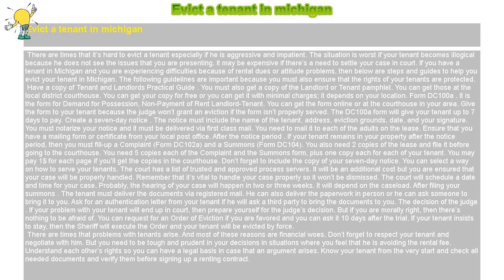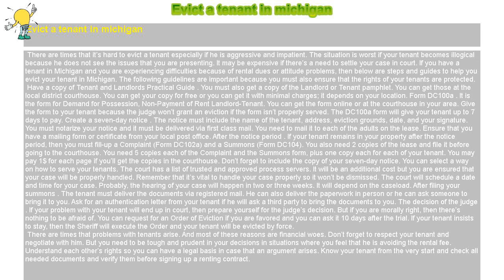Form DC 100A. It is the form for demand for possession, non-payment of rent landlord-tenant. You can get the form online or at the courthouse in your area. Give the form to your tenant because the judge won't grant an eviction if the form isn't properly served. The DC 100A form will give your tenant up to 7 days to pay.